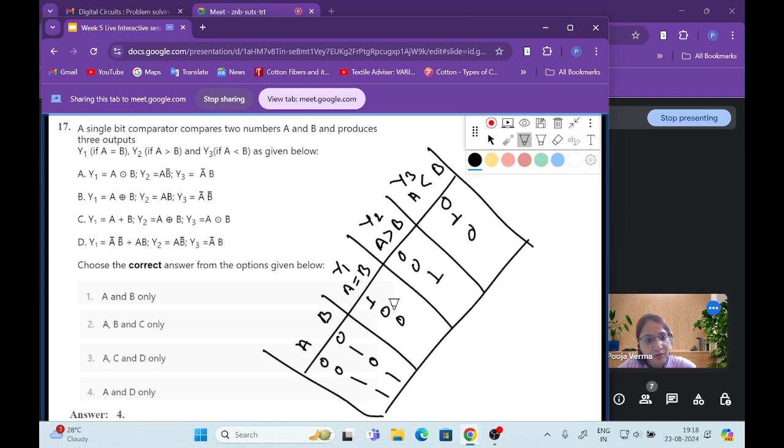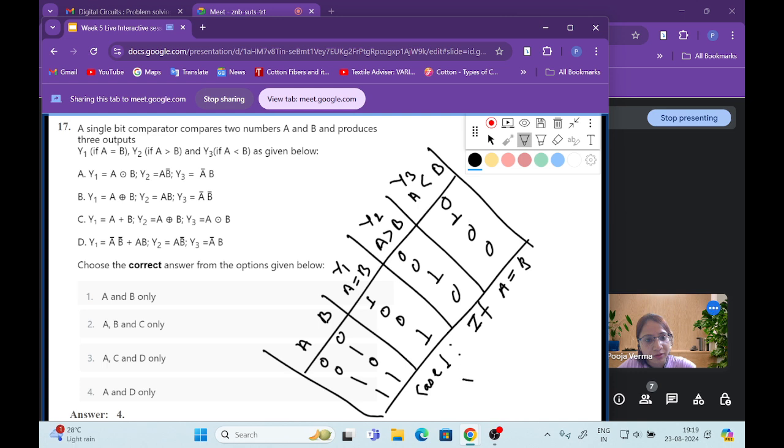So again y1 will be 1 and all other places will be 0. Right? Now here we are writing case 1, if A is equal to B. So let's calculate what will be the function.